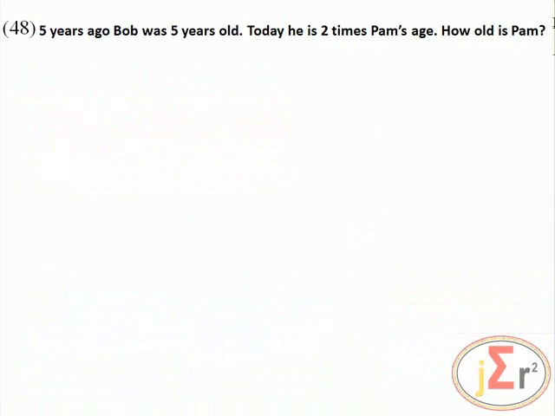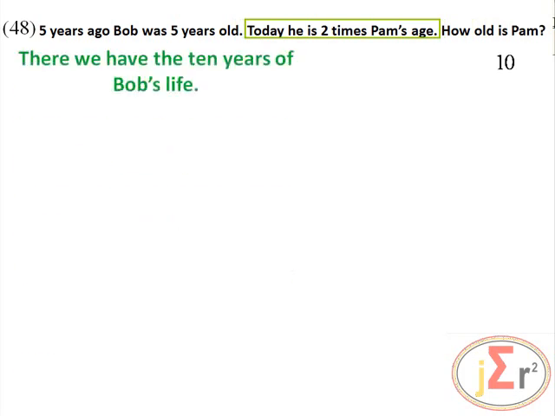5 years ago, Bob was 5 years old. Today, he is 2 times Pam's age. How old is Pam? Today, he is twice or 2 times Pam's age. We know his present age. What is his present age? 10. Right, he is 10 years old. There we have the 10 years of Bob's life. Let us say that Pam is P years old.